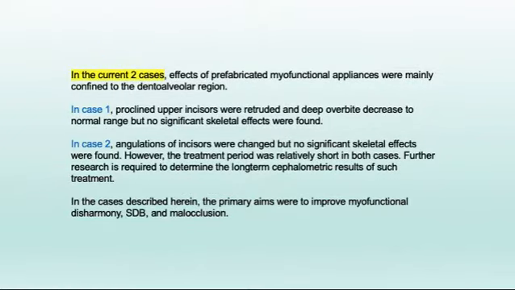In the current two cases, the effects of the prefabricated functional appliances were mainly confined to the dentoalveolar region. In the first case, the proclined upper incisors were retruded and the deep overbite decreased to the normal range, but no significant skeletal effects were found. In the second case, the angulation of the incisors was changed, but no significant skeletal effects were found. However, the treatment period was relatively short in both cases.